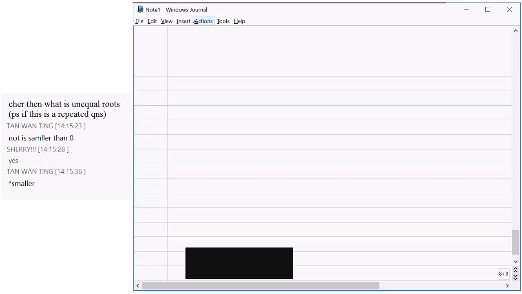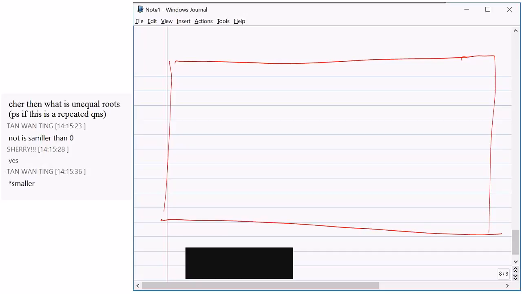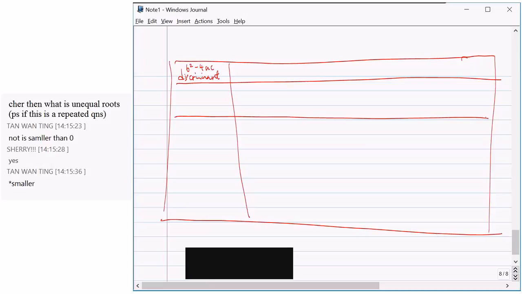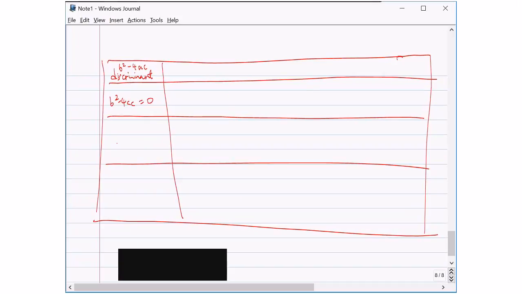How to insert a table? Okay, I draw a table. Okay, so first column we have the, my handwriting is terrible, discriminant. Discriminant is the b squared minus 4ac. Okay. Discriminant has 3 types. It can be equal to 0, can be bigger than 0, can be less than 0. Okay?